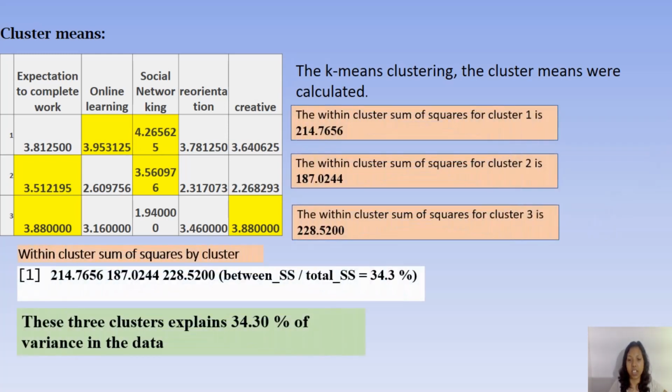The within cluster sum of squares for cluster 1 is 214.7656. The within cluster sum of squares for cluster 2 is 187.0244. The within cluster sum of squares for cluster 3 is 228.5200. The 3 clusters explain 34.30% of variance in the data.